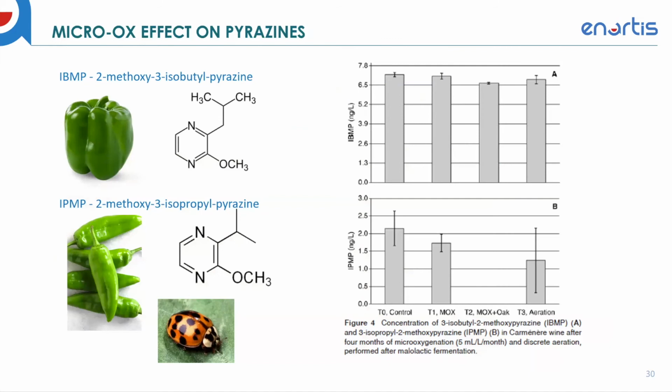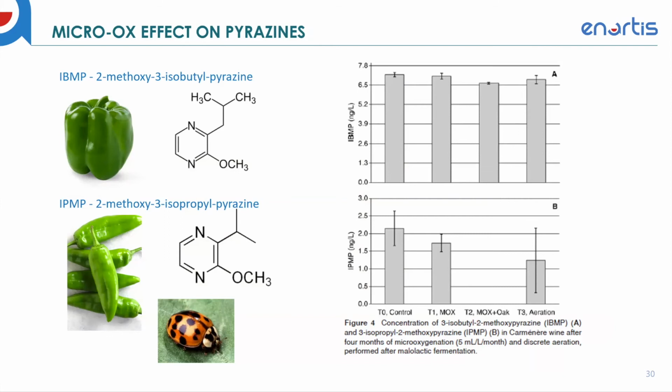So now I'm going to talk a little bit about microox's effect on pyrazines, and then we're going to switch gears and let Hamish talk about microox specifically. Microox is something that can be used for green characteristics in aging. Microox does not actually work well for the bell pepper green character, which is why we have to use something during fermentation or in the must treatment to remove that IBMP, or that bell pepper aroma.